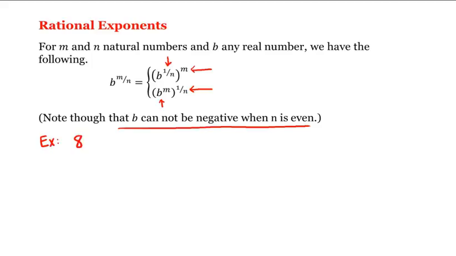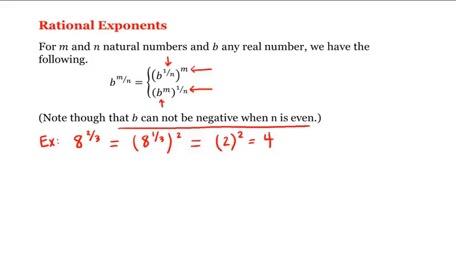Let's say we wanted to compute 8 to the 2/3 power. If we use the first method, this is equal to 8 to the 1/3 power, whole thing squared. And the cube root of 8 is 2, so this is 2 squared, which is equal to 4.